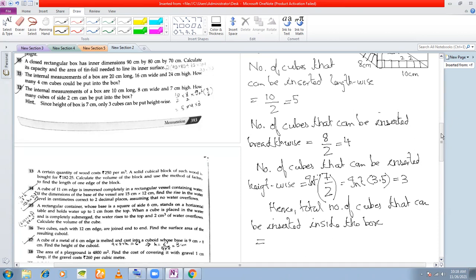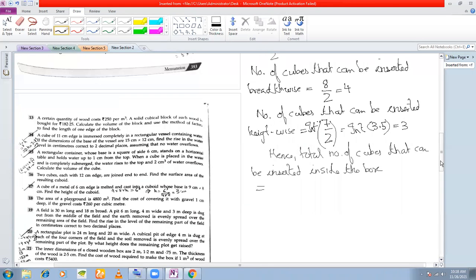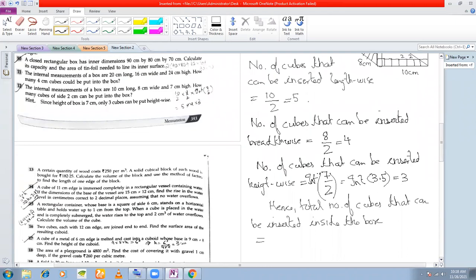Yes. Did you understand what I'm trying to say? Yes, sir. You cannot cut the cube, so that is why half of the cube will pop out of the box. So you only keep 3 so that you can close the box and everything fits. So here, if you are keeping 5 cubes lengthwise, 4 cubes breadthwise, and 3 cubes height-wise, the total number of cubes that can be inserted here is 60. Okay, clear?